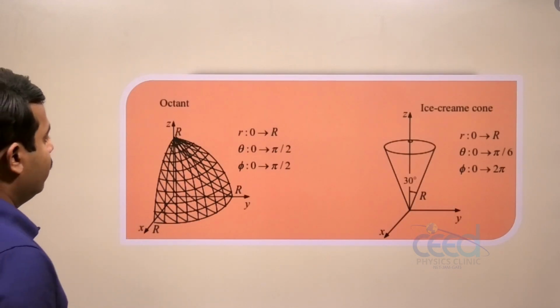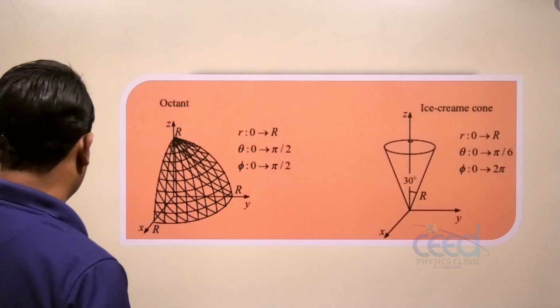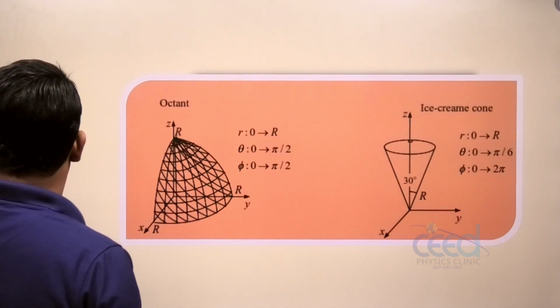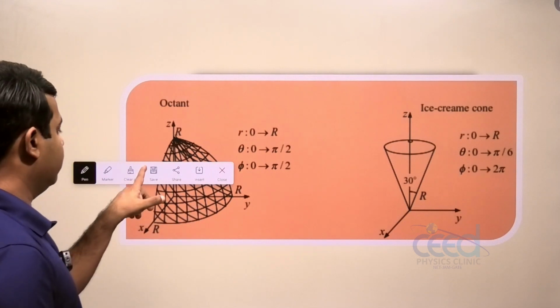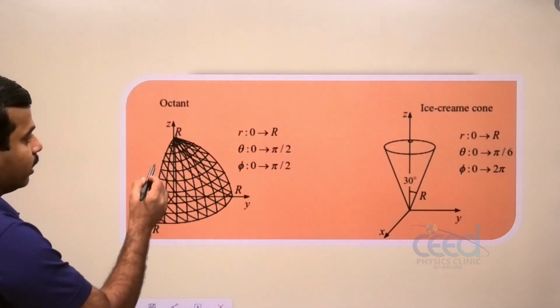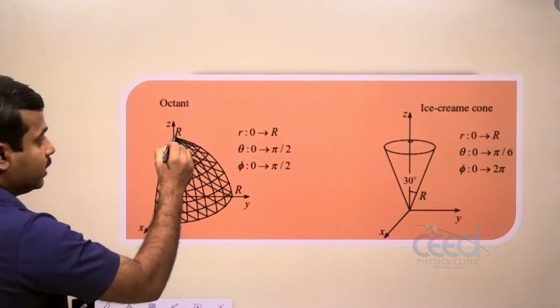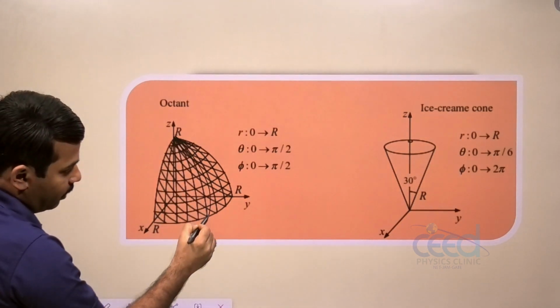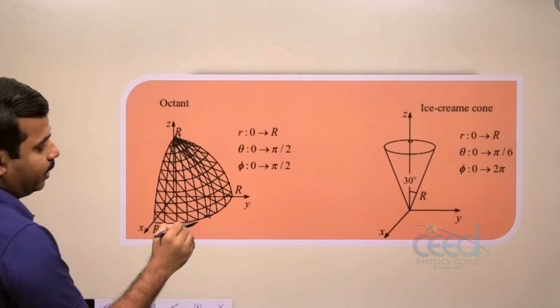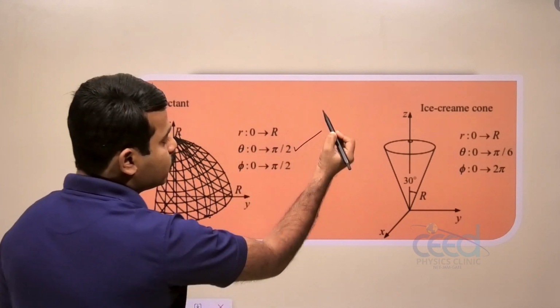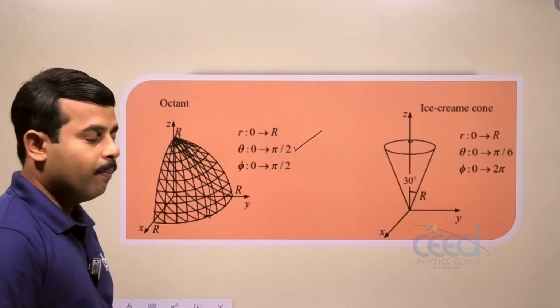Now another figure is given. Look here. Here we are given one quadrant only, right? So look here, this is the theta variation. This is 0 to pi by 2, this is 90 degrees alone. So theta is varying from 0 to pi by 2.